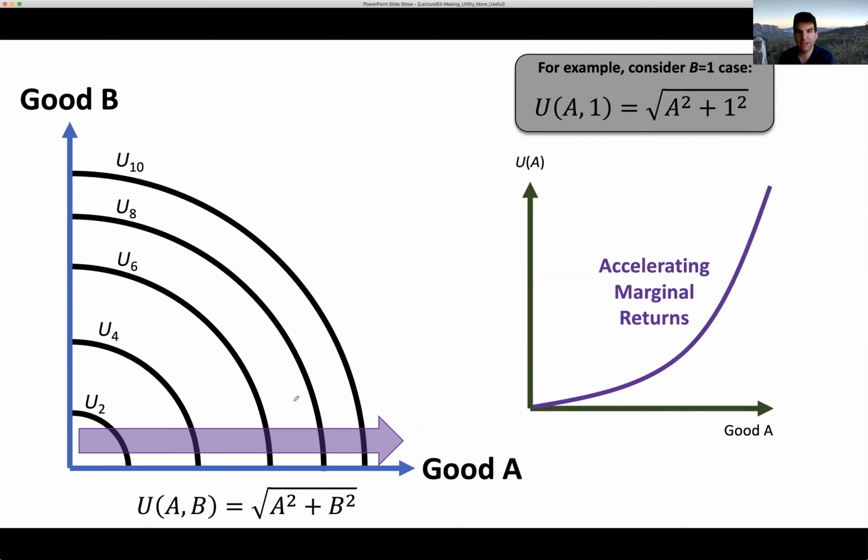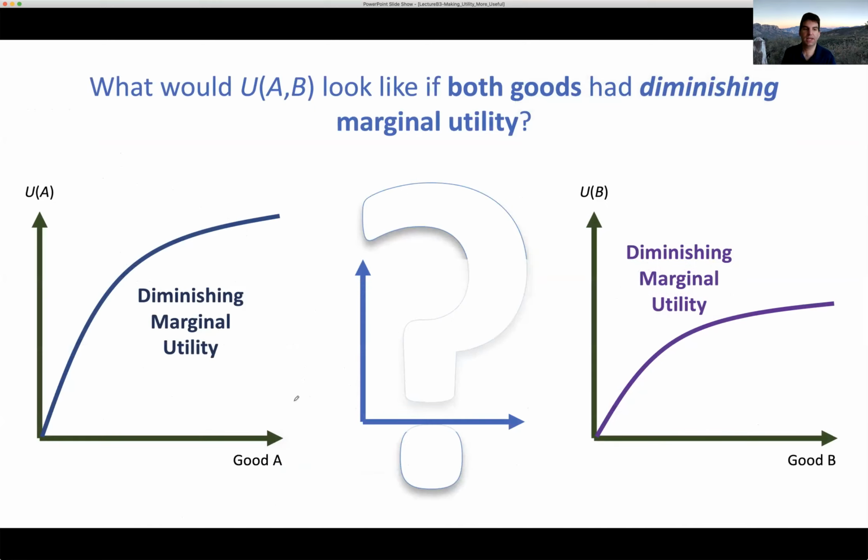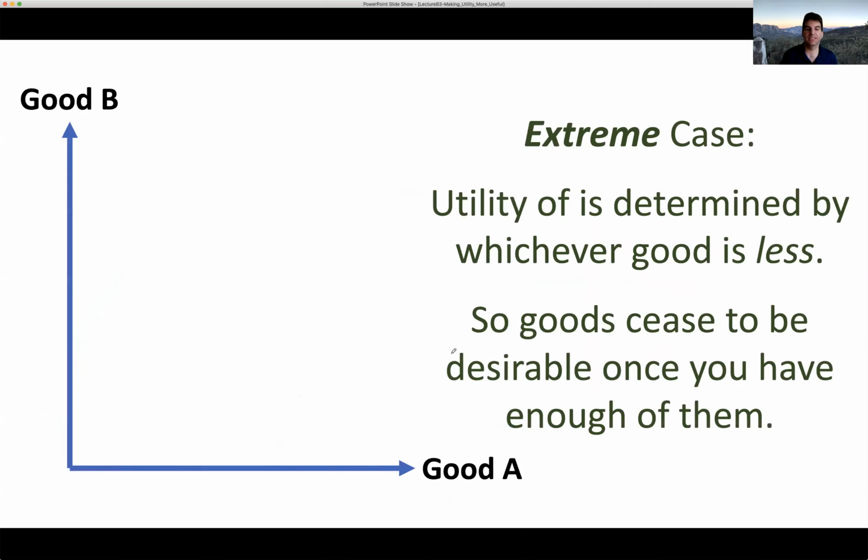And so they have accelerating returns. That's where concave utility functions come up. So then the question would be, if I did have diminishing marginal returns, what would those utility functions look like? And those are the ones that, I'll just say for time, are the ones that we more commonly see, and they have that convex shape. So they bend the other way, and that's what we're going to see here.